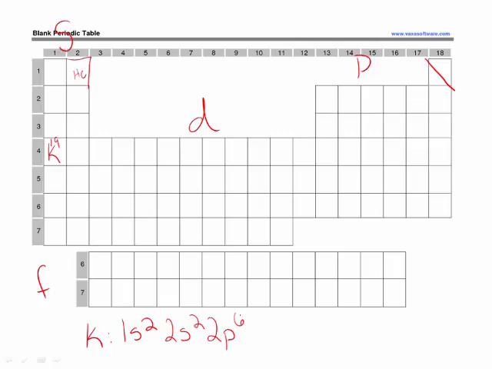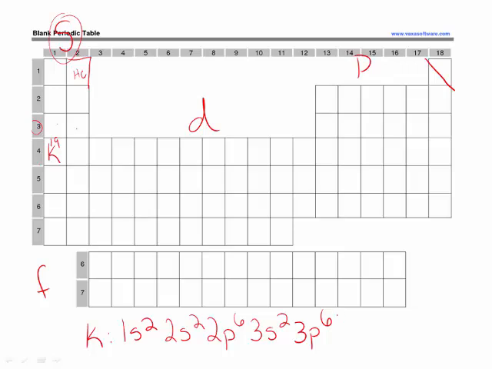I'm still not at potassium, so I can't stop yet. I'm going to go to the third row, and that's 3s, and 2. There are 2 boxes. Still not at potassium, so I keep going. I'm still on the third row, third energy level. I'm over here at the p's. Let's write my p. And I have 6 boxes going across. 6 electrons. Still not finished.